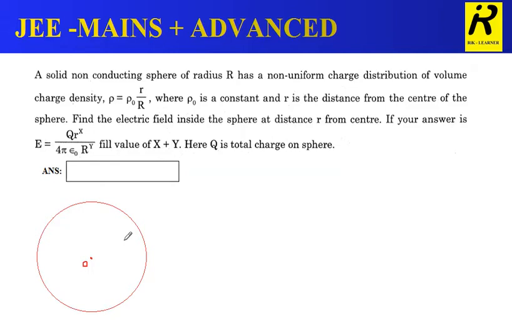For that, I simply observe the question, where it is said the volume charge distribution is not uniform, rather it is increasing like this. Here one point you must note, rho is nothing but volume charge density, which is equal to rho naught divided by R, which is a constant, right? R is the radius of this big sphere, and it is multiplied by r. That means rho increases directly with the distance measured from the center.